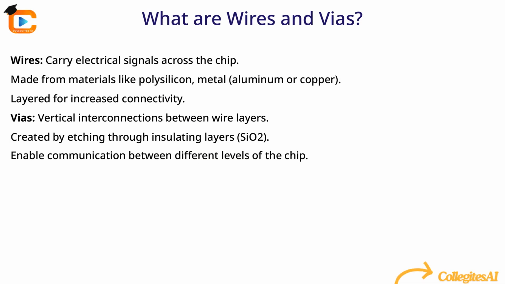Wires are essentially the pathways for electrical signals on a chip. They're made from materials like polysilicon and metals, such as aluminum or copper. These wires are stacked in layers to maximize connectivity. Vias, on the other hand, are the vertical connections between these layers. They're created by etching through the insulating silicon dioxide, allowing for communication between different levels of the chip.